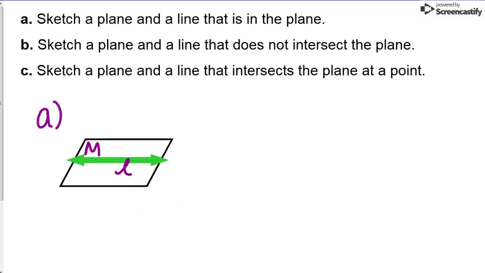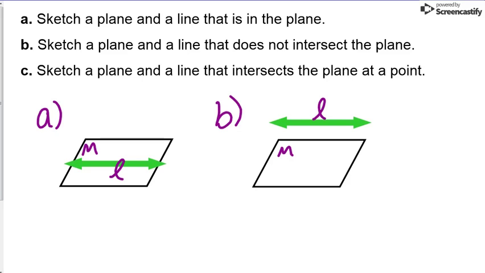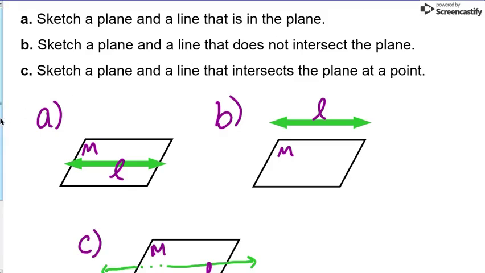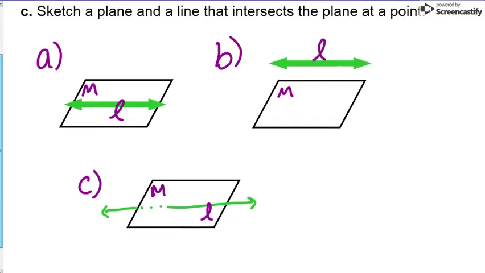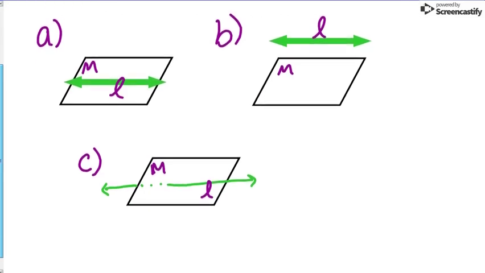All right, next question says, sketch a plane and a line that is in the plane. So here I have plane M and I have line L, and that line is inside of that plane. The next question says, sketch a plane and a line that does not intersect the plane. So here's what an example that would look like. I have a plane and then I have a line that is not inside of it. And then our third one says, sketch a plane and a line that intersects the plane at a point. So here I have my plane, and then I do have a line going through it.